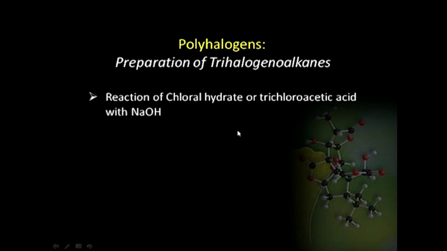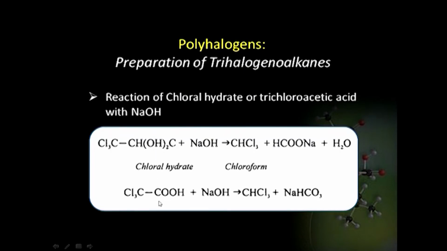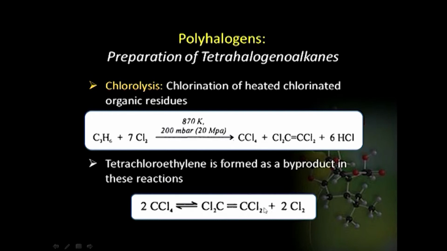The trihalogenoalkanes can also be prepared by the reaction of chloral hydrate or trichloroacetate with sodium hydroxide. This is chloral hydrate and this is trichloroacetic acid. With NaOH they produce the chloroform molecule. Tetrahalogenoalkanes can be prepared by chlorolysis, that is chlorination of heated chlorinated organic residues at a very high pressure. So, carbon tetrachloride can be prepared by this method, and tetrachloroethylene is formed as a byproduct in these reactions.